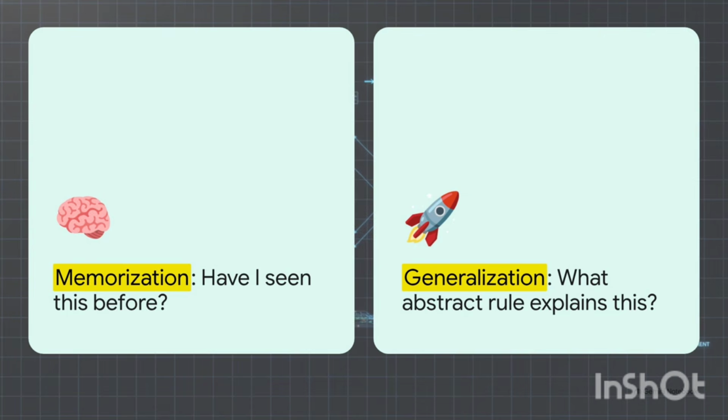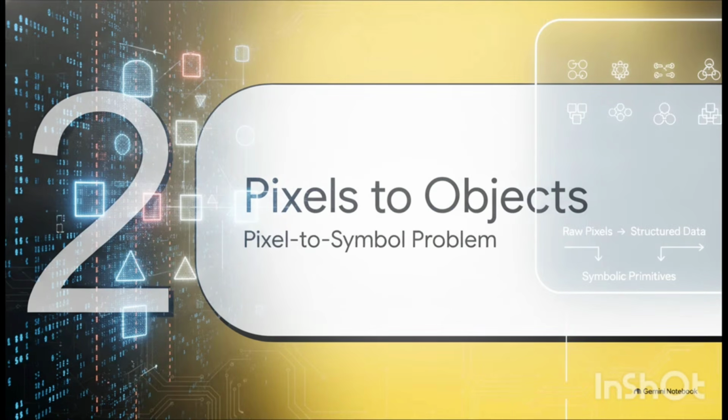Success demands that the system shifts its entire approach from asking, "Have I seen something like this before?" to asking, "What abstract transformation actually explains these examples? And can I use it in a brand new situation?" Moving on to section 2, from pixels to objects, or what we call the pixel to symbol problem.